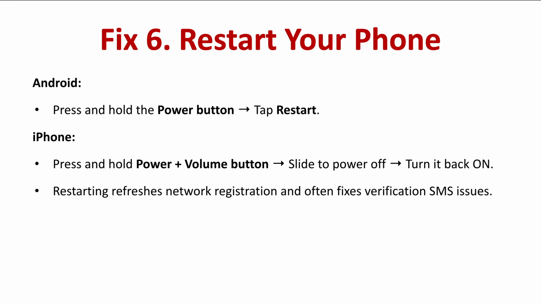So the seventh fix is restart your phone. In Android, press and hold the power button, then tap restart. In iPhone, press and hold power plus volume down, slide to power off, then turn it back on. Restarting refreshes network registration and often fixes verification SMS issues.